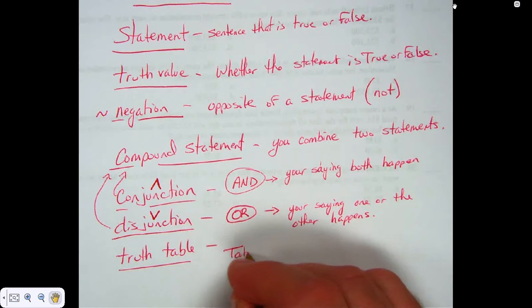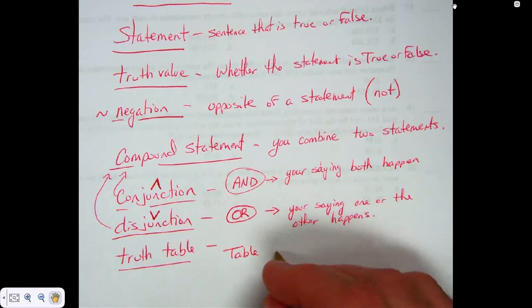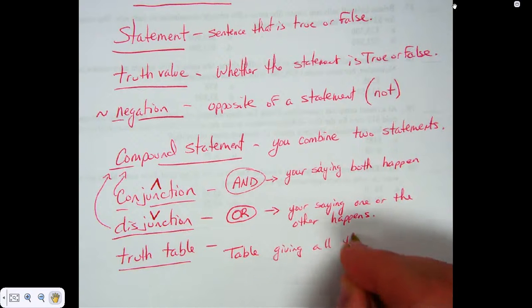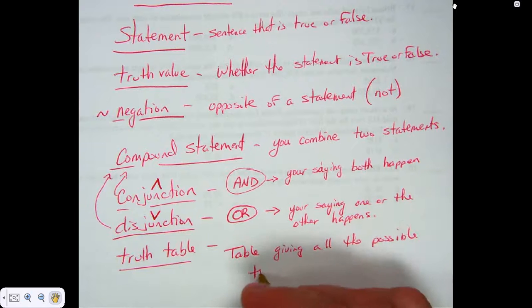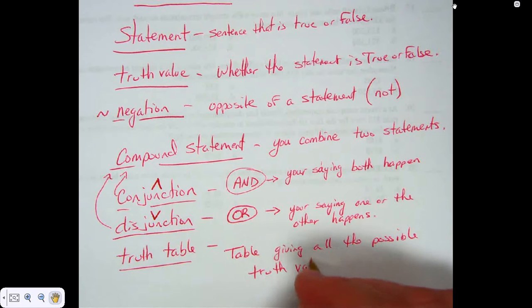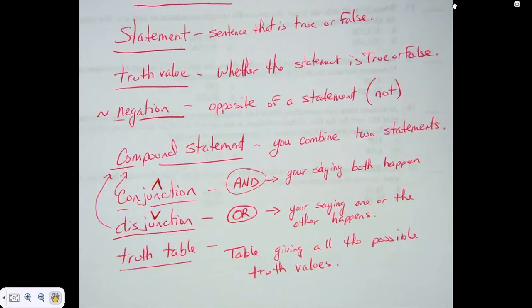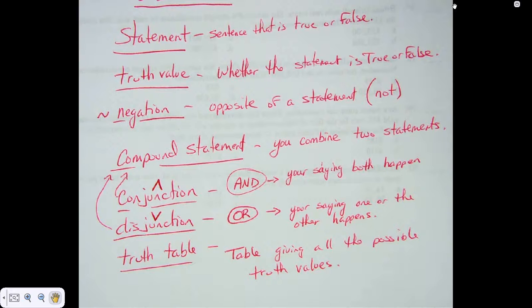A truth table is a table giving all the possible truth values. There's more to that than that definition makes it sound.